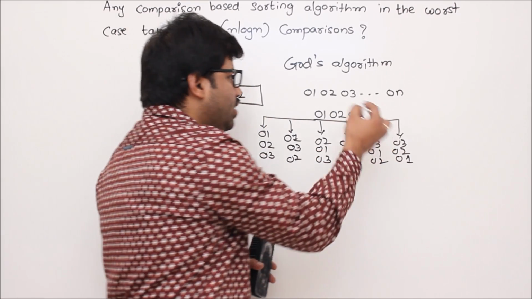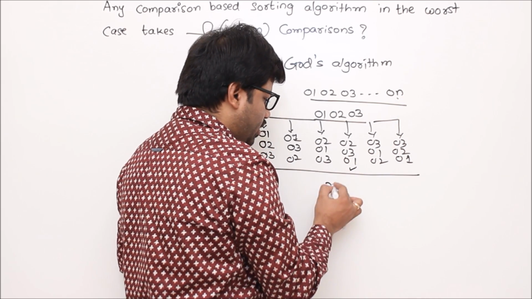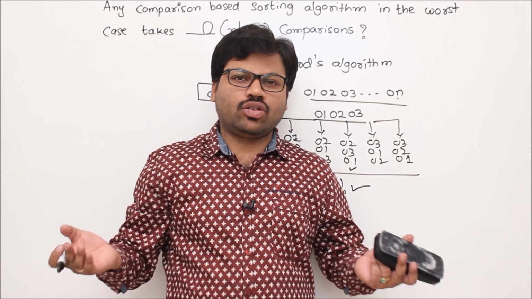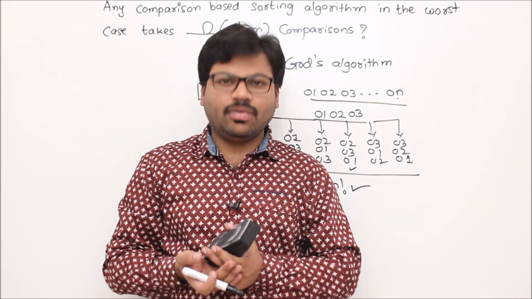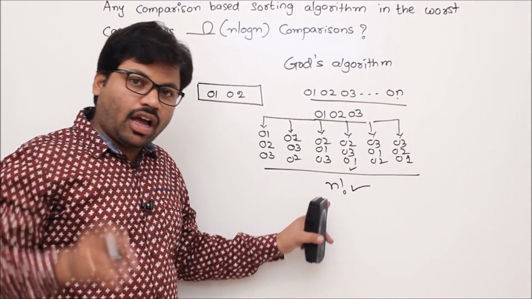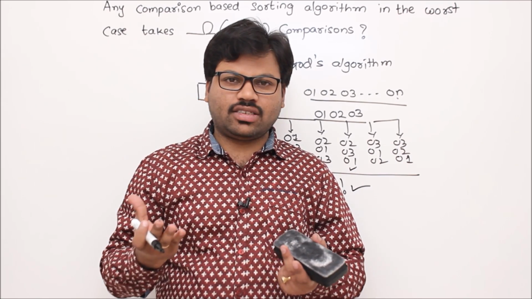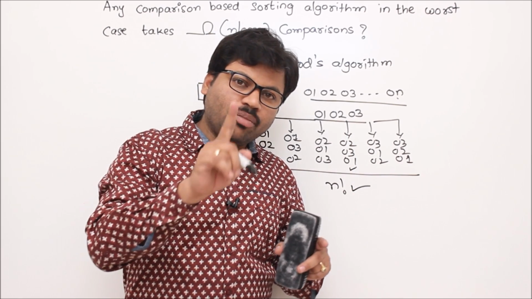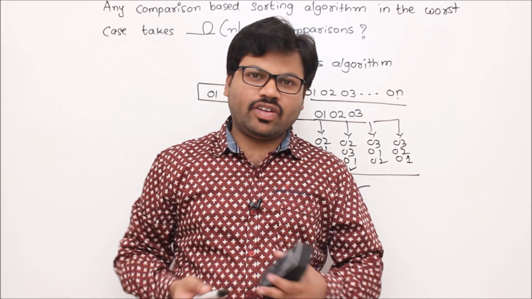In the general case, if there are n objects, the number of permutations is n factorial, isn't it? Out of these n factorial permutations, one of them is the right output, but no one knows what the right output is before running the algorithm. Now God's algorithm is going to decide the right output among those n factorial with some time complexity, with some comparisons. Now I am going to prove that God's algorithm should take minimum n log n comparisons to decide the output. Why? We will see that.